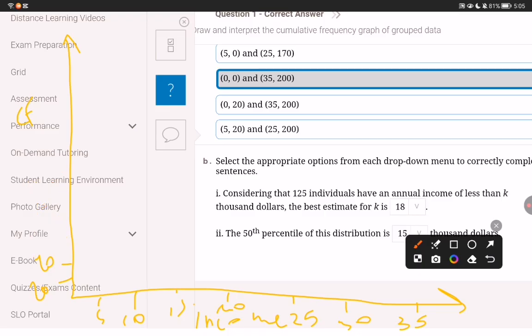Okay, here we go. 20, 60. And then we have 120, 140, 160, 180, and then I'll just increase this a bit and 200.